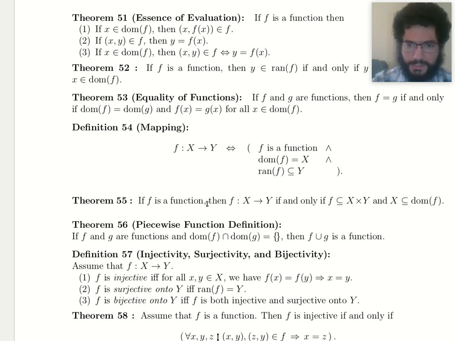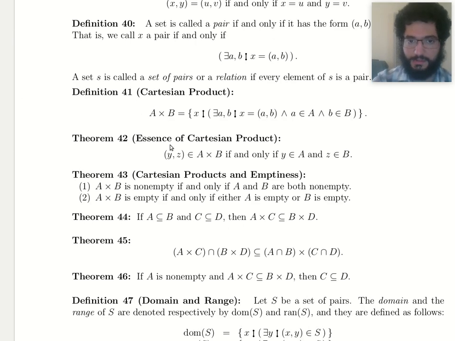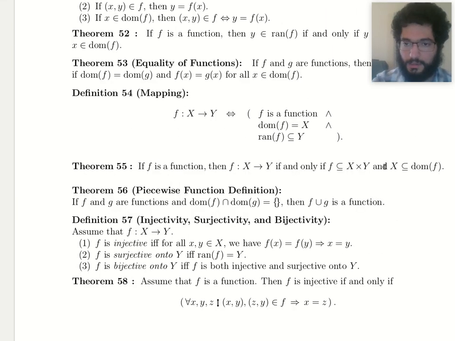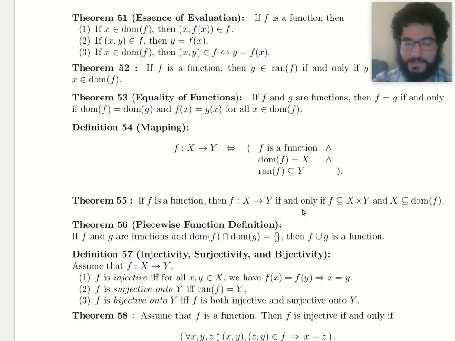And your homework problem is going to be another way to characterize what's going on here. So you'll show that f maps X to Y if and only if these two conditions hold. F is contained in this Cartesian product, meaning all the pairs in f have their first position in X and their second position in Y. So to make any use of this, you'll have to somehow use the essence of Cartesian product. And X is a subset of the domain of f. So this is sort of another way of framing these three conditions, you can write them as these two conditions instead.